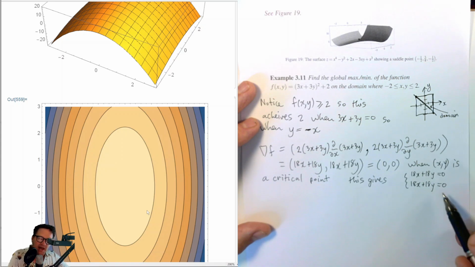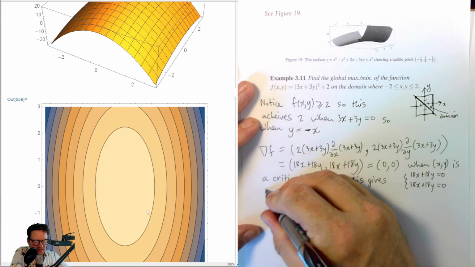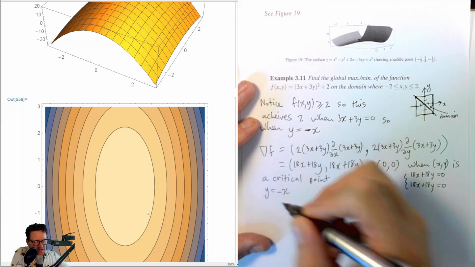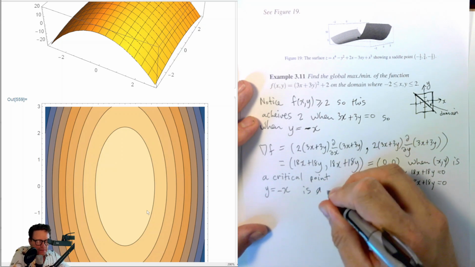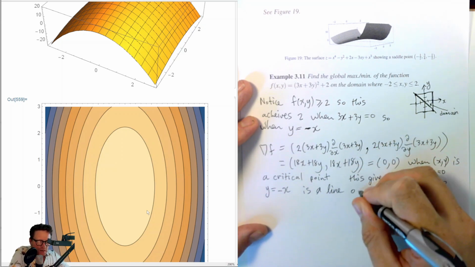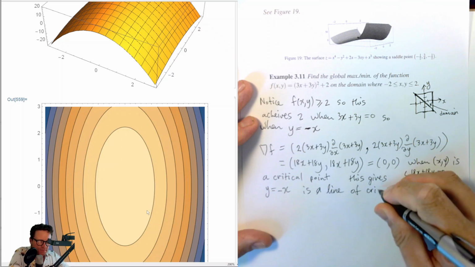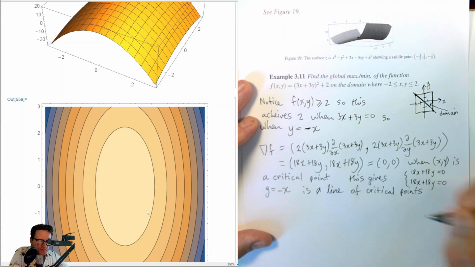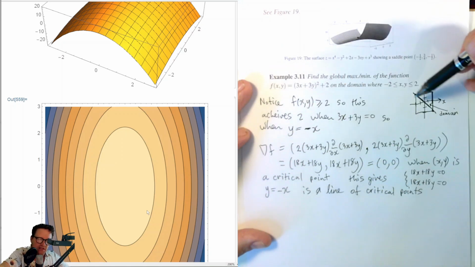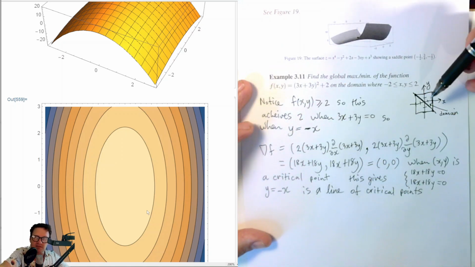All right, but we can see what happens. Divide throughout by 18. These two coincide, and it just gives us y equals minus x. And that is a line of critical points. So just as we suspected from this calculation here, we've got a line of critical points.